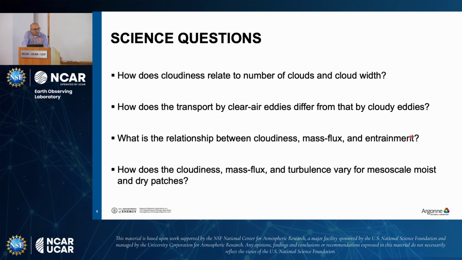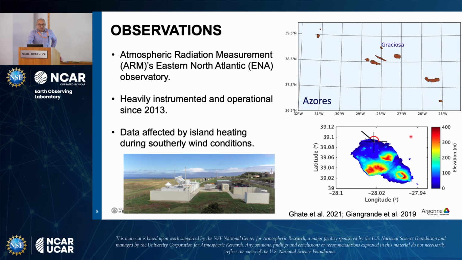So, all right. To address these questions, because I work at a DOE lab, we have to use DOE data. So we use data from one of the DOE sites. Many of you are probably familiar with the ARM program, the Atmospheric Radiation Measurement Program. They have 3 fixed sites and 3 mobile sites. One of the fixed sites is called Eastern North Atlantic.